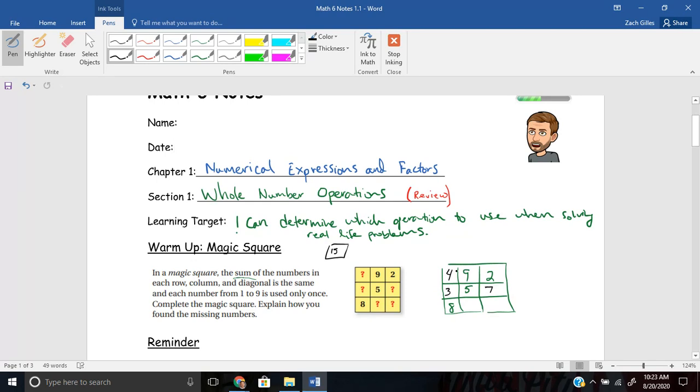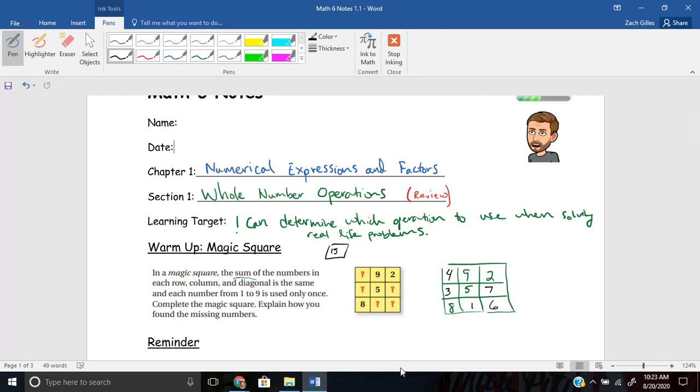All right, I have this diagonal right here. 4 and 5 is 9. I need 6 more to get to 15. And I have 8 and 6 is 14. 1 more to get to 15. Does that hold true here? Yep, 9 and 1 is 10, plus 5 is 15. So now every which way I add up to 15.